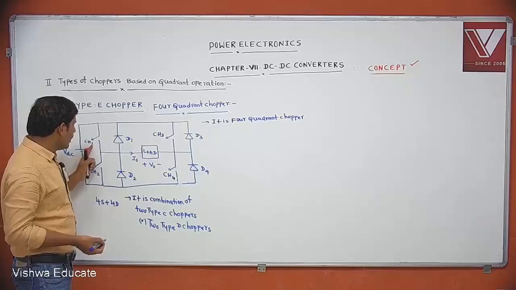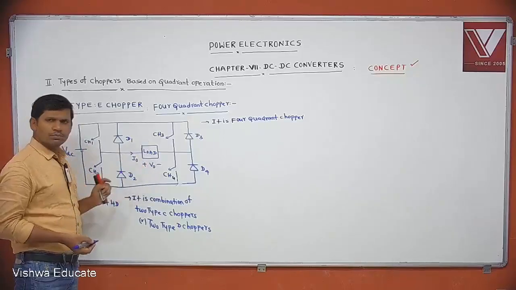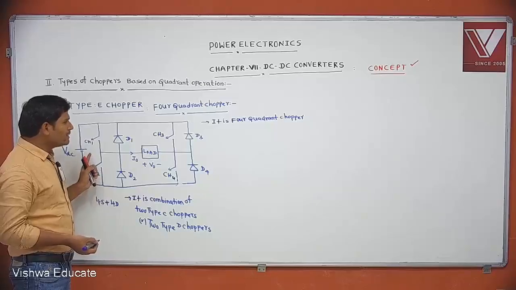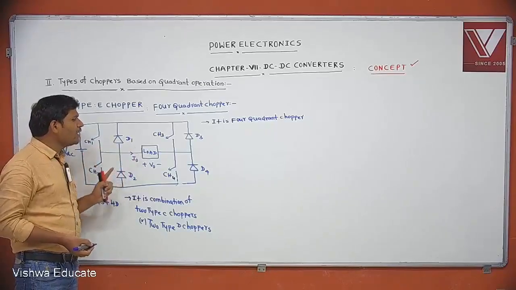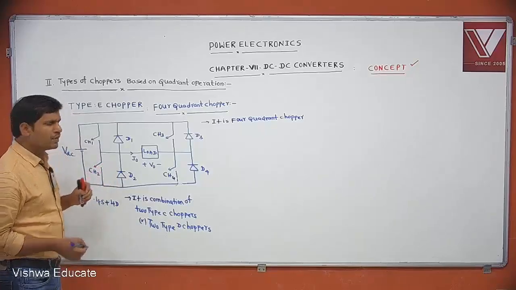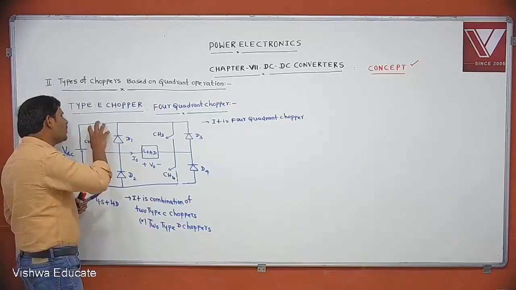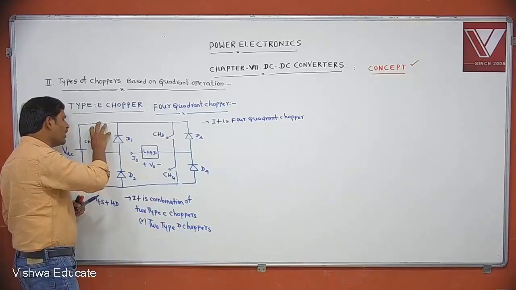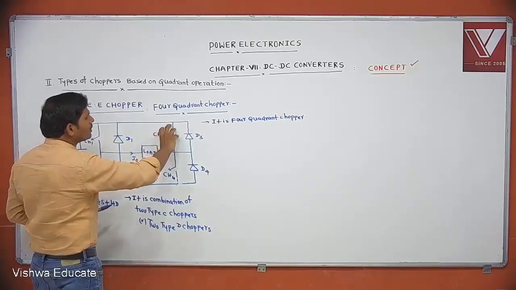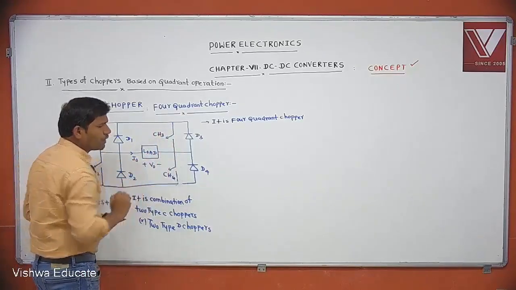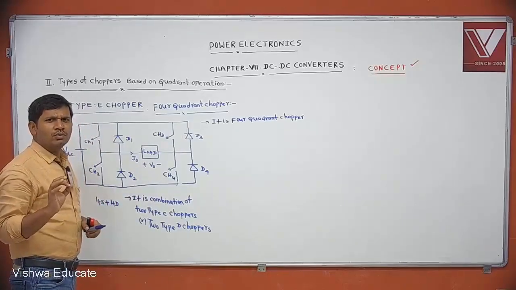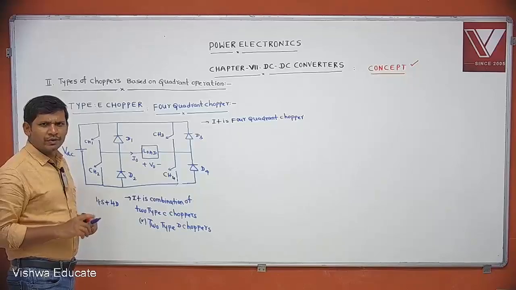But I have given 1, 2, 3, 4. That means here I am not following the standard notation. Here I am giving the numbering according to quadrant operation. This switch is operating in first quadrant, that's why I gave it number one. This switch is operating in second quadrant. This switch is operating in third quadrant. This switch is operating in fourth quadrant. That's why here we are giving the numbering according to quadrant operation, not according to standard notation.